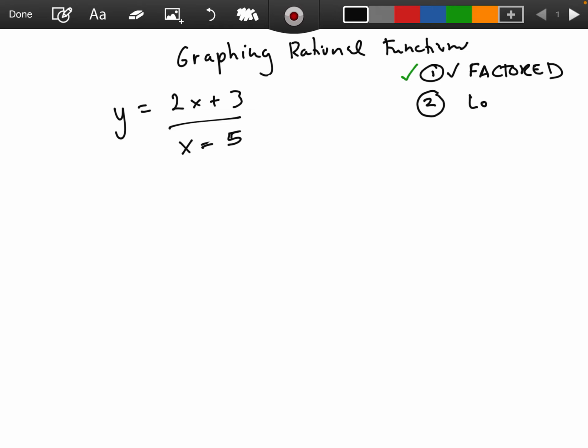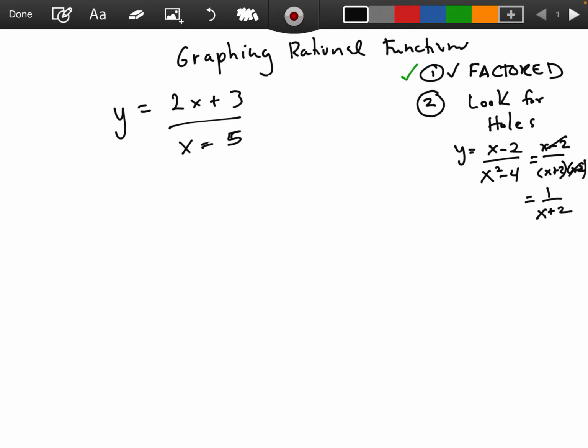So step 2 is look for holes. Now how do I know that a hole is occurring? A hole is occurring when there's a common factor in the numerator and the denominator. So if I had something like y equals x minus 2 divided by x squared minus 4, I can factor it as x plus 2 times x minus 2, and that common factor would cancel out. So this simplifies down to just 1 over x plus 2. But because we can't have zeros in the denominator, I still have to say x cannot equal 2. That factor that I canceled out would be a hole. So I have to look for those and I write them down.